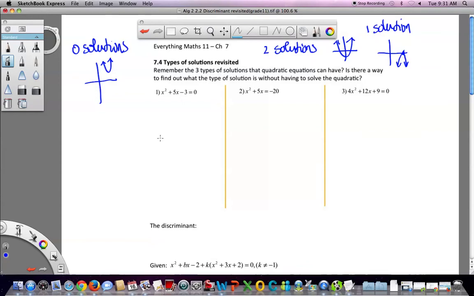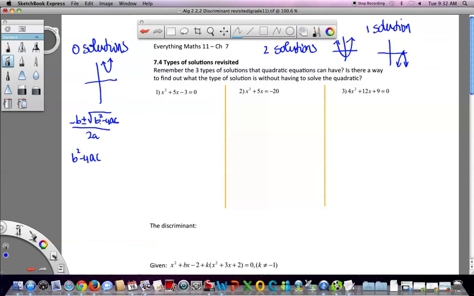Well, there is a way to figure out what happens in terms of zero solutions, one or two, without having to solve the quadratic the whole way. And that really has to do with the quadratic equation. And so if I look at the quadratic equation, the number of solutions is completely determined by b squared minus 4ac.